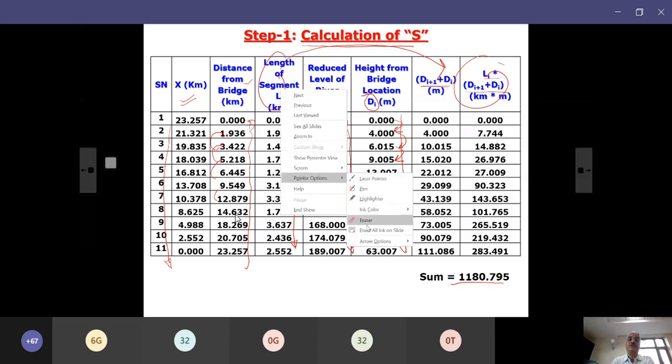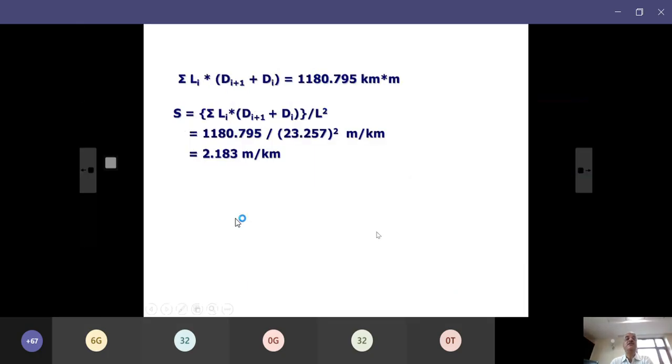And the formula given is this. Summation Li into Di plus 1 plus Di divided by L square. So from previous table you got summation Li. Units you have to be careful. Sometime in some of the reports it is given in feet and mile, so you have to convert it. And in our case 1180 point this, L was 23.257 if you remember, and with this you get value of S equal to, I will note down this, we will be using it further, 2.813 meter per kilometer.